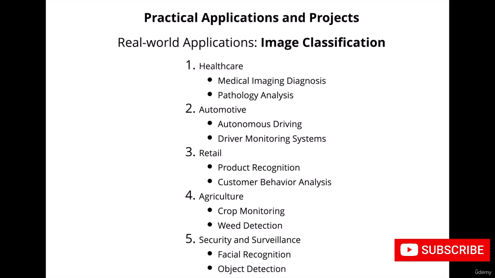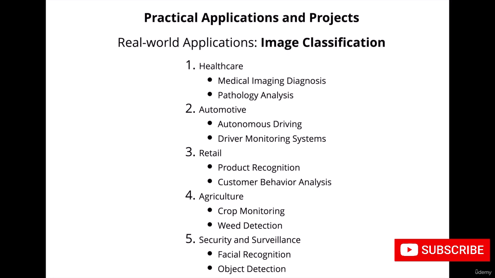Weed detection. Image classification models identify and classify weeds in agricultural fields to enable targeted weed control and herbicide application. By distinguishing between crops and weeds in images, farmers can implement precision spraying techniques to reduce herbicide usage and minimize environmental impact. The next and the last industry that we'll look at is security and surveillance.